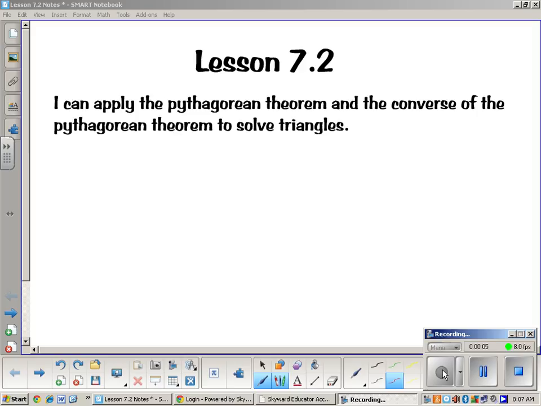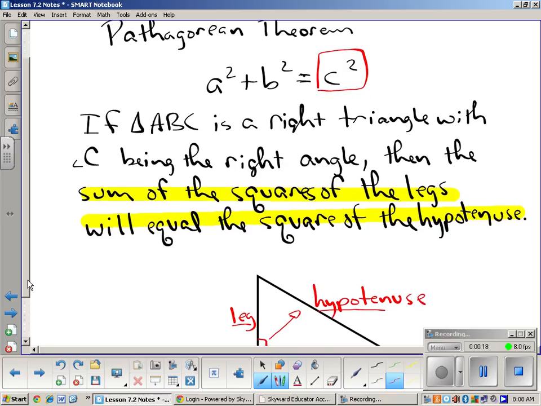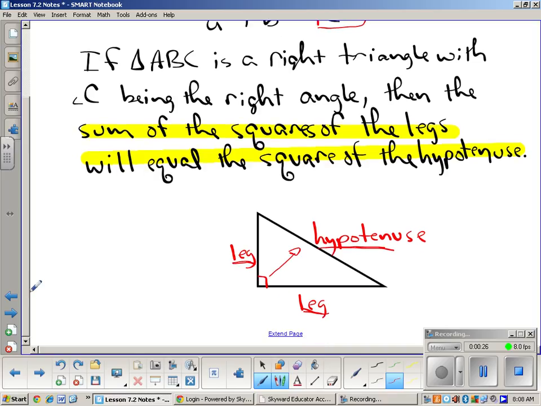So we're going to talk about applying the Pythagorean theorem and the converse of the Pythagorean theorem to solve triangles. The Pythagorean theorem looks like this: a squared plus b squared equals c squared. The key is that the c squared has to represent the hypotenuse, and the a squared and b squared are the two legs of a right triangle. Remember, the hypotenuse is opposite the 90-degree angle. Okay?